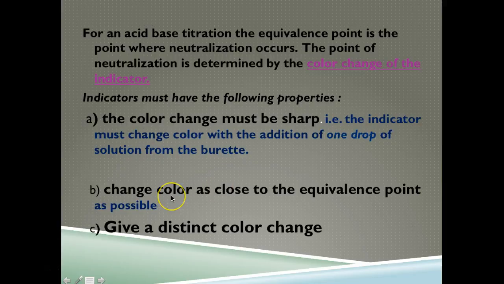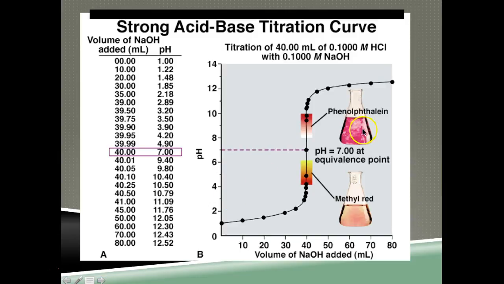Now the way you choose the indicator is it must have a color change very, very close to the end point, and that should be a very distinct color change. So you can see here in this pictorial, there's another dye called methyl red, but if you look at its color change going from orange to yellow, it falls way below the end point, which is here. So the end point is occurring here.